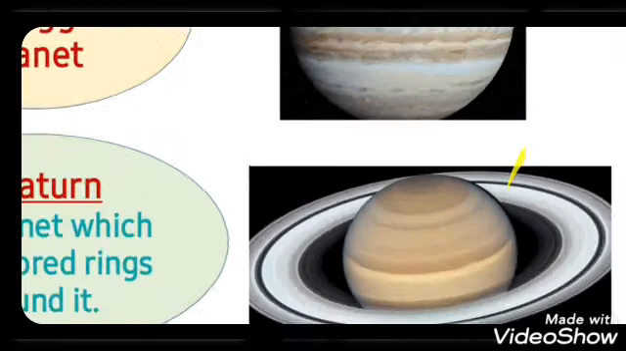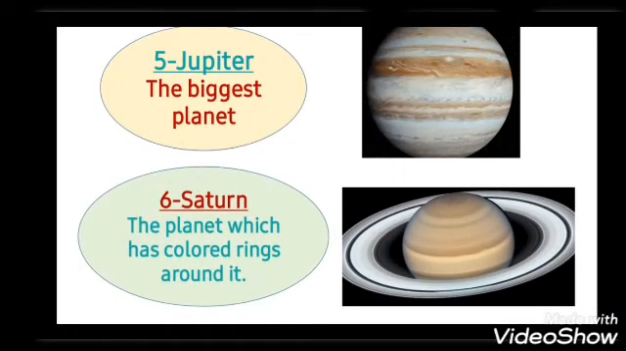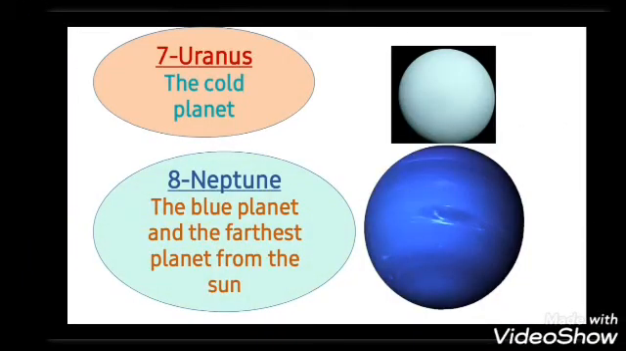After that, Saturn. Look at Saturn. You will see colored rings around it. So Saturn is characterized by having colored rings around it. Jupiter is the biggest planet, but Saturn has colored rings around it. After that, Uranus. Uranus is the cold planet because it's so far from the sun, so the heat doesn't reach it. So it's called the cold planet.